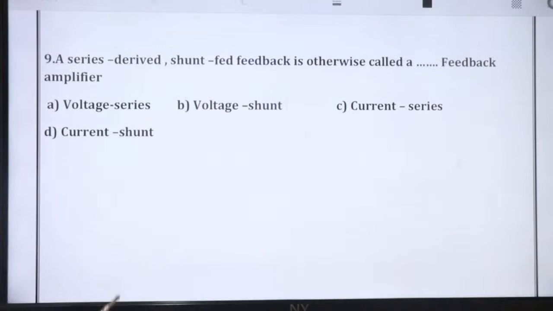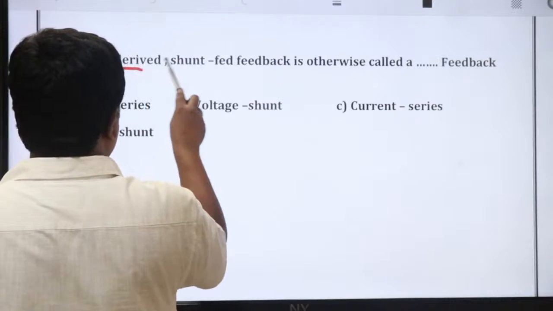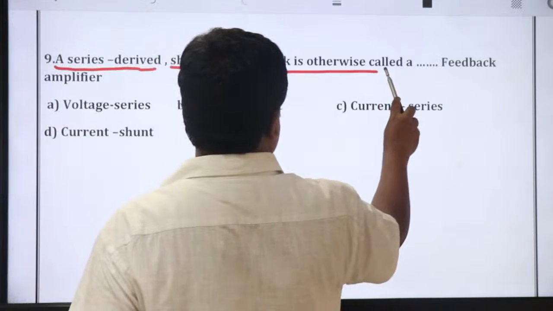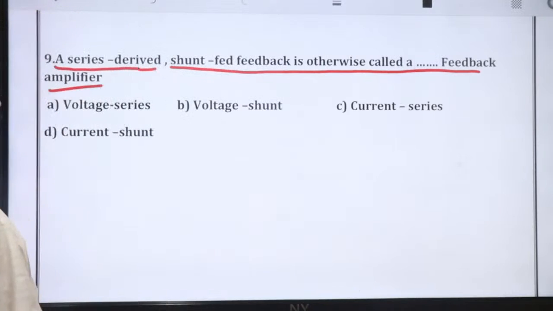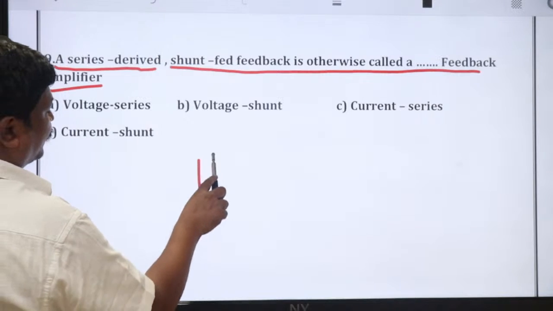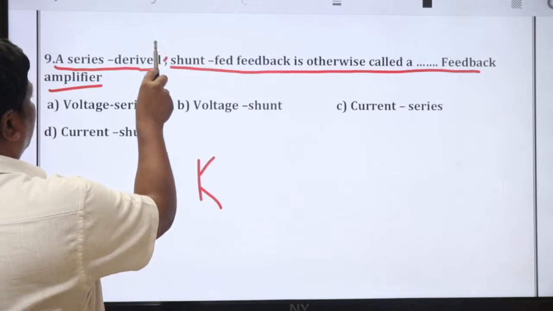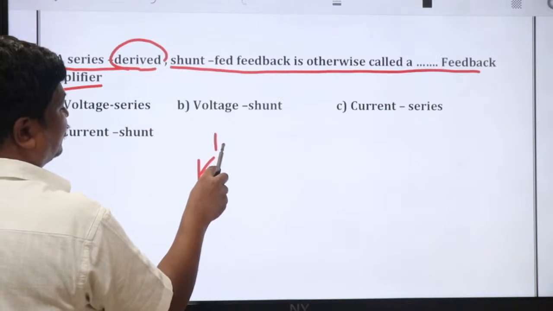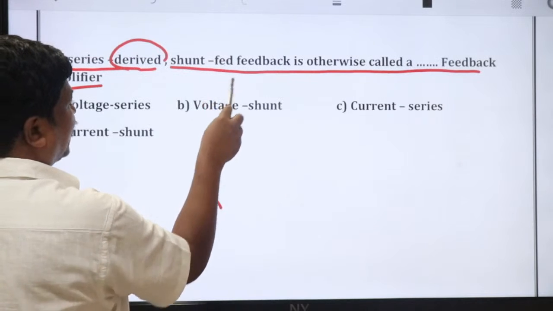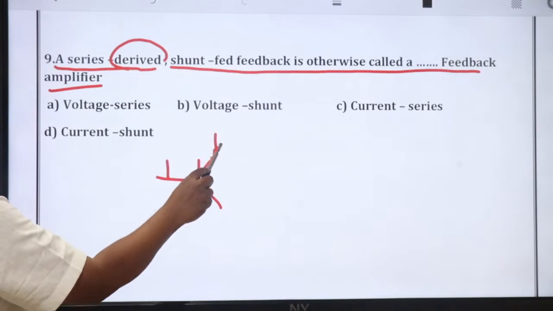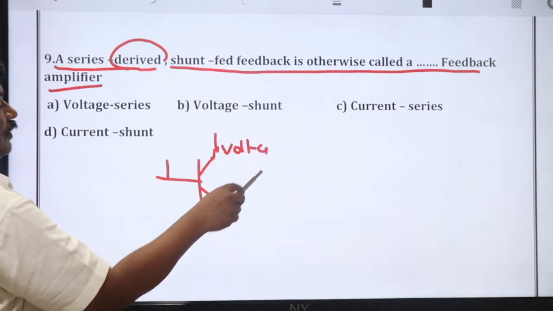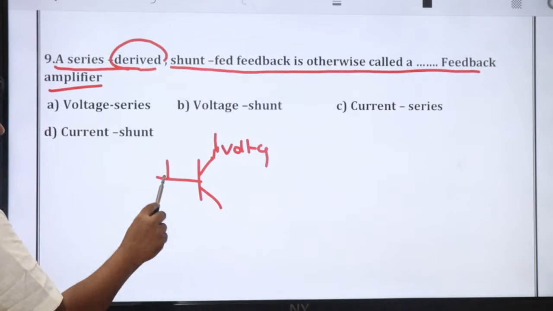Next, a series derived shunt feedback, otherwise called a feedback amplifier. See here, series derived, you are taking from here, and the shunt feedback is given here. Series means voltage, because the terminal is not touched.